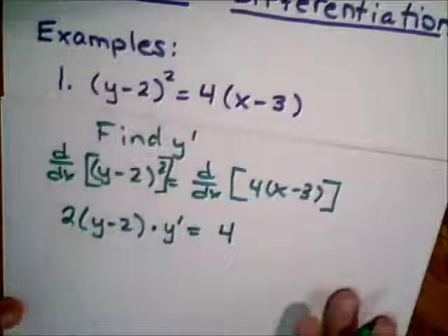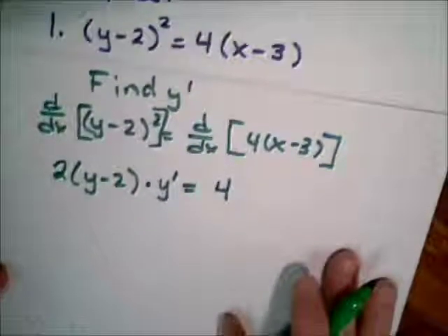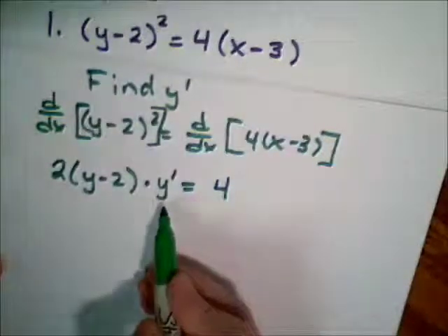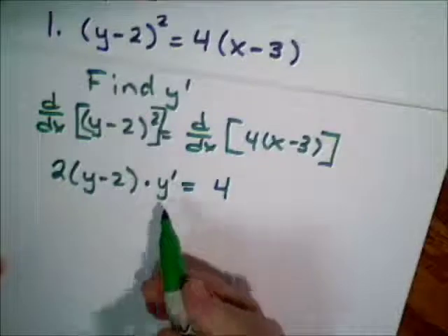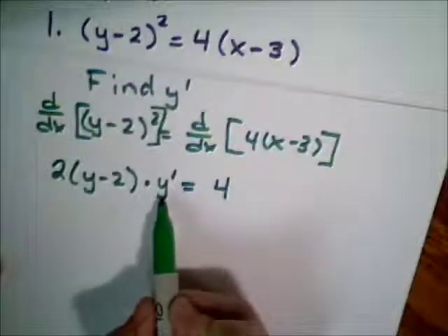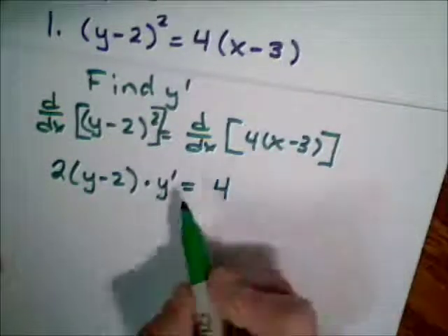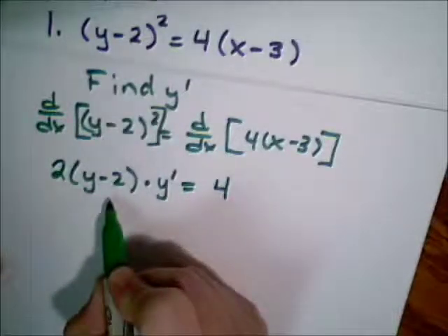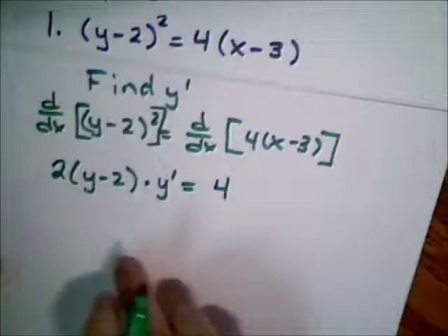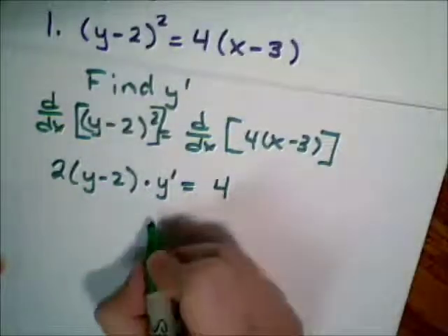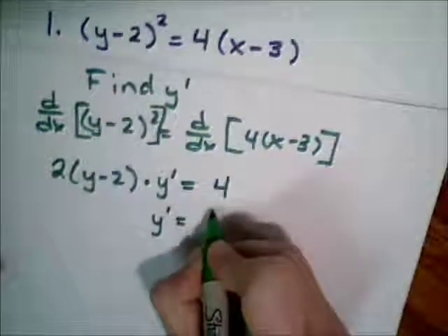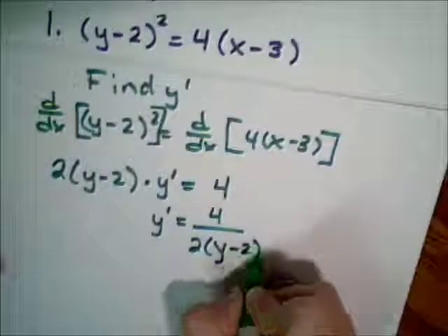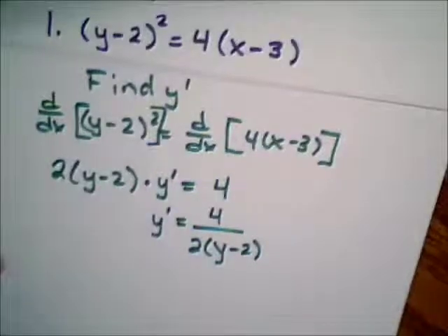Okay. So we have taken the derivative of both sides of the original equation. The next step is to get y prime by itself. So any expression that doesn't have a y prime as a factor, we need to move to the other side. Well, we can just divide both sides by 2 times y minus 2. And we have an expression for y prime.